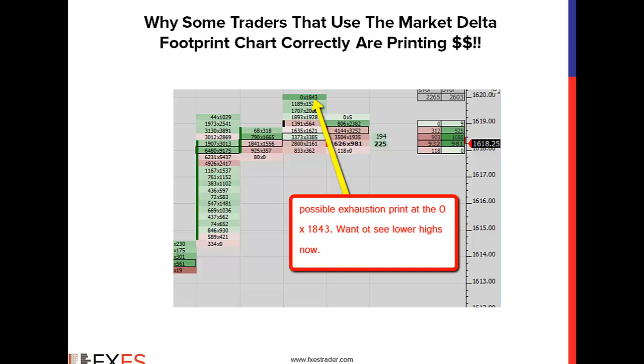You can watch some of the videos that Trevor shot. There's a couple of other experts that have shot some videos on that, and really get a feel for comparing the different price sizes and the volume nodes of both the bids and the offers that are hit. But this is a great example of an exhaustion print.